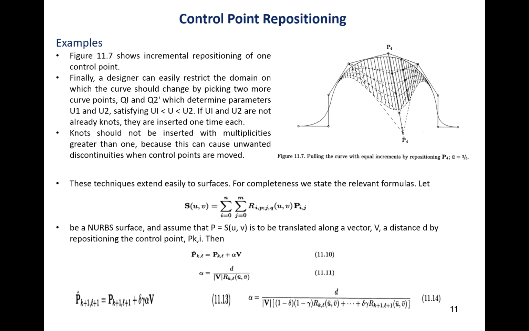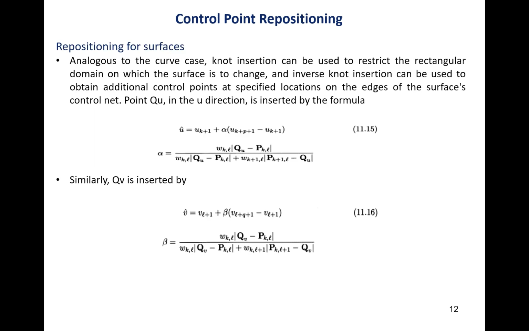These techniques extend easily to surfaces. For completeness, we state the relevant formulas given by S(u,v). Let S(u,v) be a NURBS surface, and assume P equals S(u,v), which is translated along vector V by distance D and repositioned by the control point Pk. Then the Pkl alpha is given by the formulas below, which are explained clearly. Until now, we spoke about curves. Now coming to repositioning for surfaces.